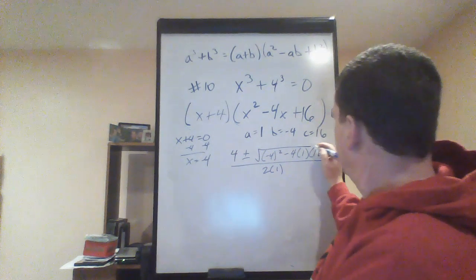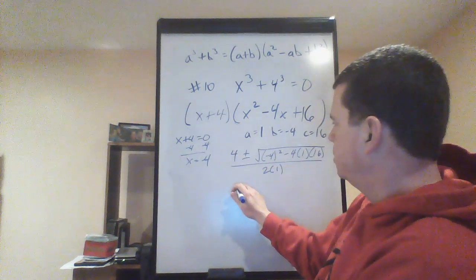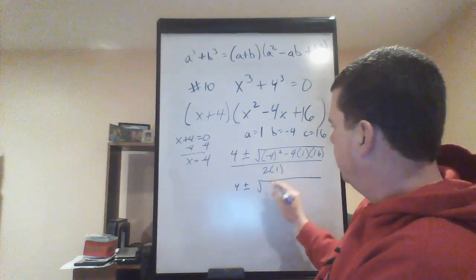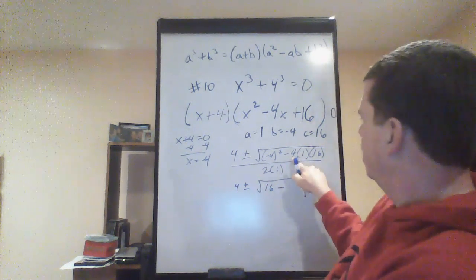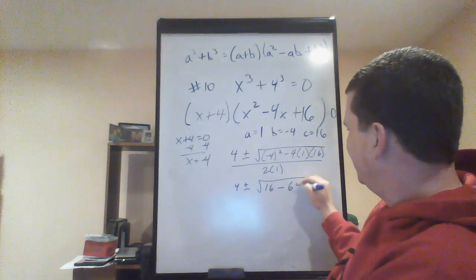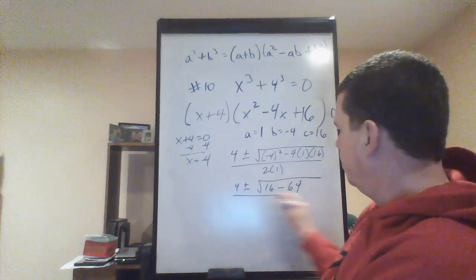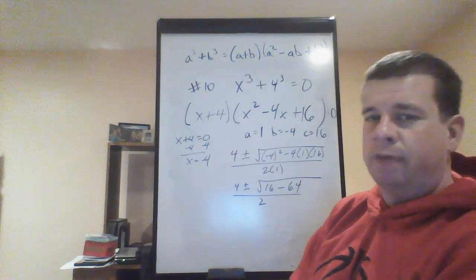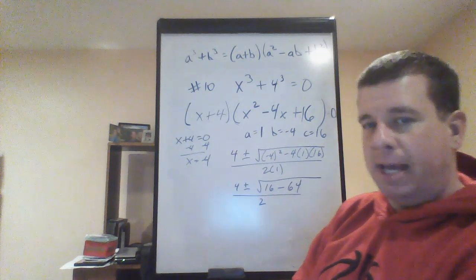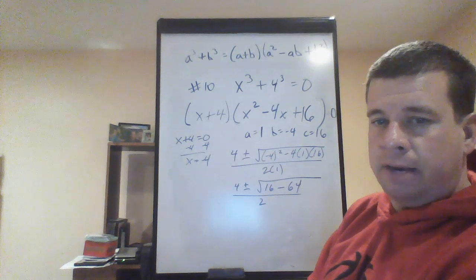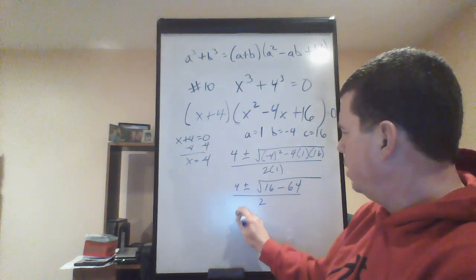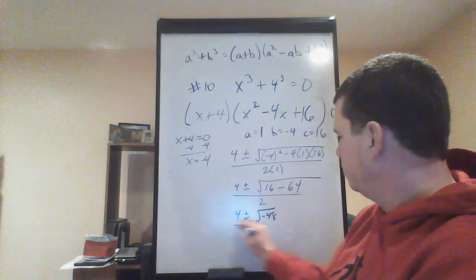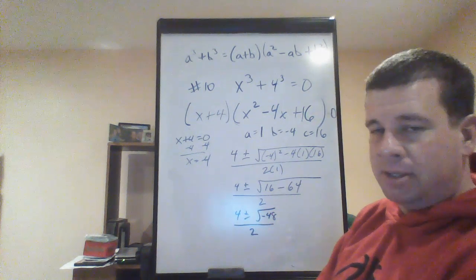Now I start doing some order of operations. I have 4 plus or minus the square root of -4 squared, which is 16, minus 4 times 1 times 16, which is 64, all over 2. So I got 4 plus or minus the square root of 16 minus 64, all divided by 2. And 16 minus 64 is -48, all divided by 2.